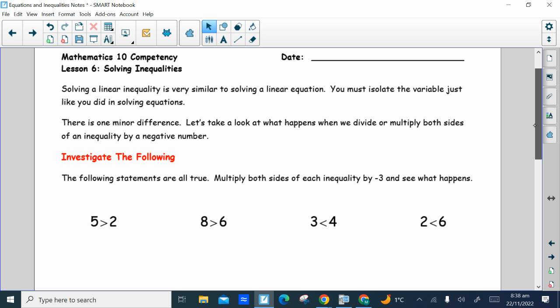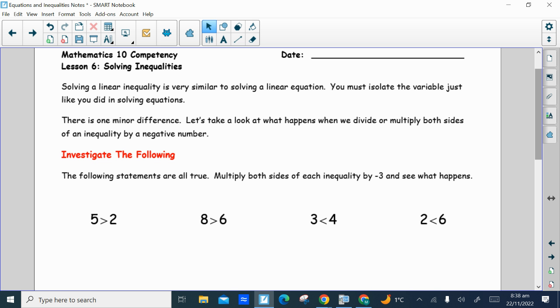So solving a linear inequality is very similar to solving a linear equation. You must isolate the variable, just like you did in solving equations. However, there's one minor difference. Let's take a look at what happens when we either divide or multiply both sides of an inequality by a negative number.